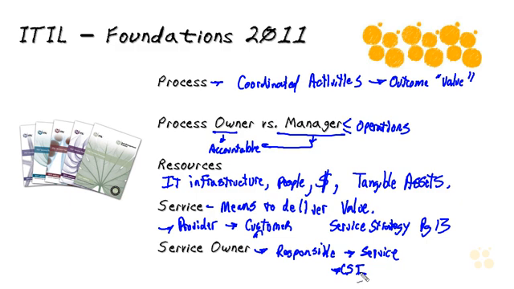Who is responsible for making sure that a process gets better? The process owner. Anytime you hear the word accountable or responsible, that is typically going to be the owner of a process or the owner of a service. So those are just a few of the basic common terms that you're going to see.